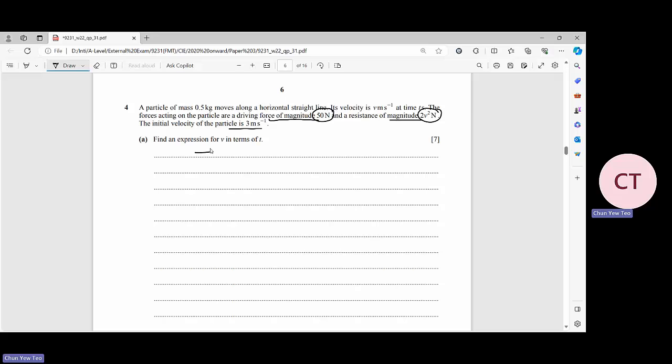So for this question, if you apply Newton's second law, resolve the forces horizontally, you will get that the driving force minus the resistance force is equal to the net force, ma.